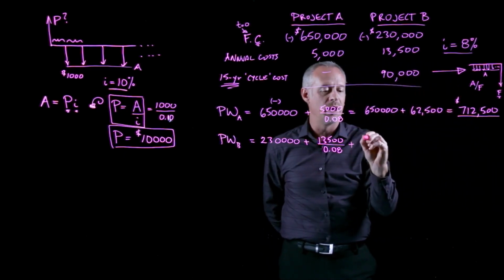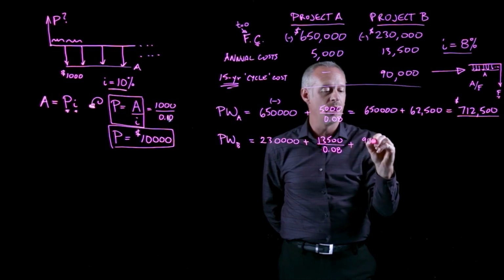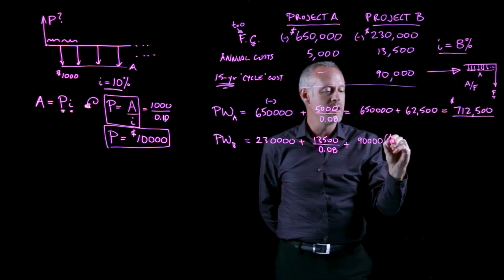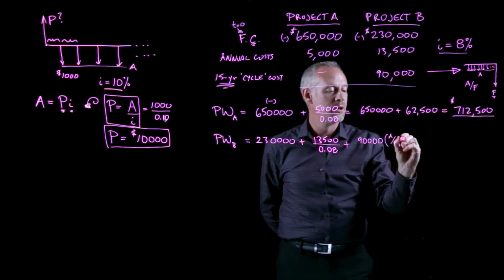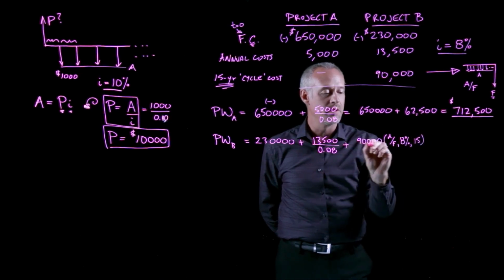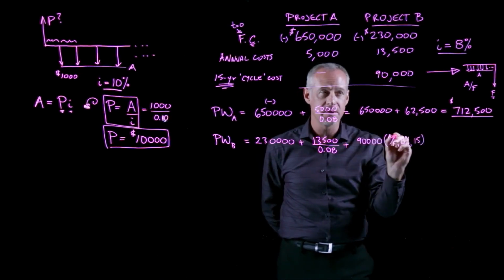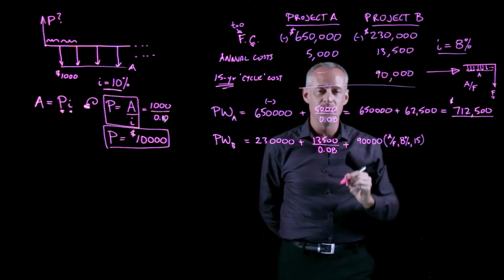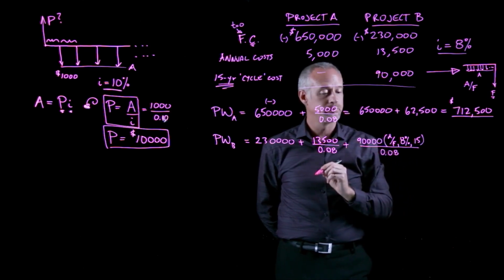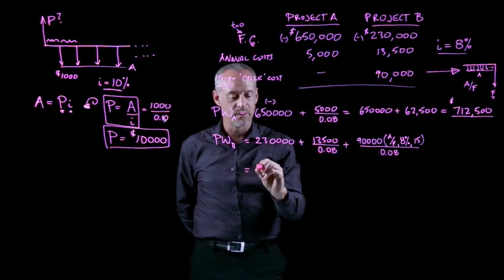So if I have my $90,000 times the A given F factor for 8% and 15 years, this value is essentially the same as an annual cost. And if I do that, I simply need to divide by the 8%. So we can work out some of these numbers.